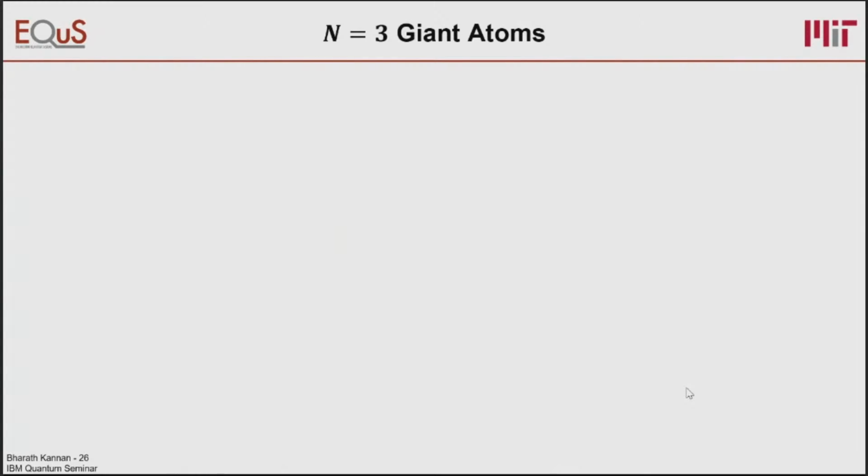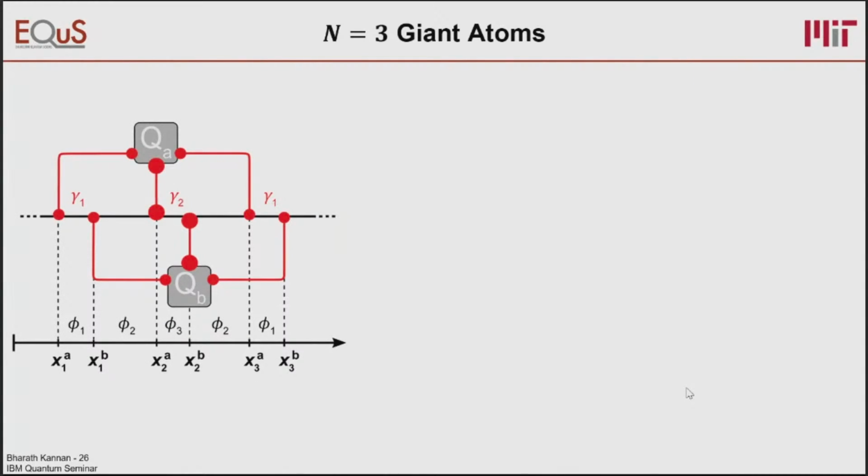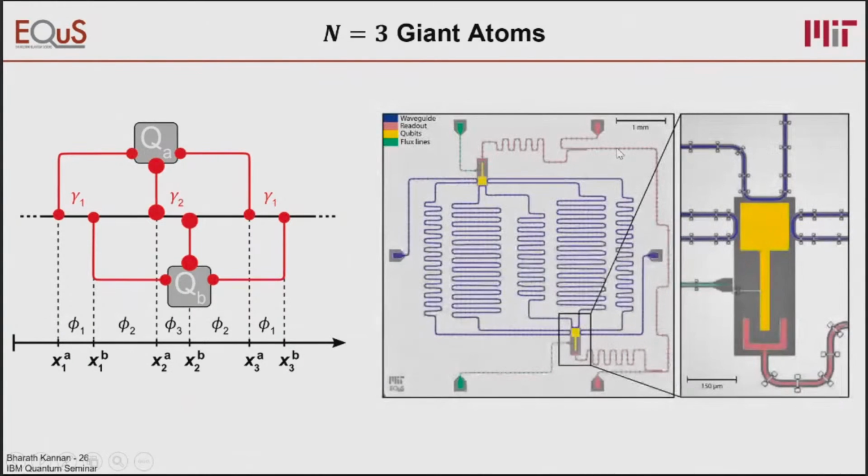To that end, we actually went ahead and created this n equals 3 giant atom. The geometry is still braided because it turns out this braided configuration is the only one where you can get a waveguide interaction, but no dissipation. So we have n equals 3 braided giant atoms, and you can see the geometry is a bit more complicated. We have different phase delays between these points now, but there still is a degree of symmetry, mirror symmetry, I guess. And this is what the device looks like.